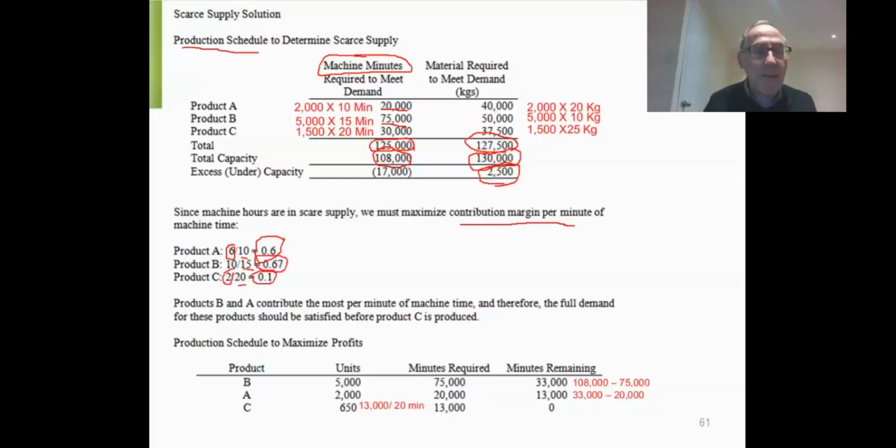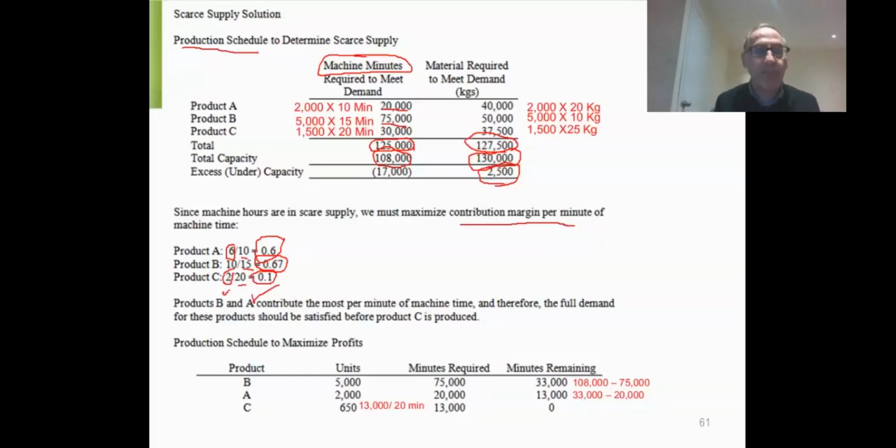So product B has the highest contribution margin per minute. The next highest is A. So B and A contribute the most per minute of machine time. Product C has the worst, only 0.1. It's much, much less than the others. So we're certainly going to want to first fully meet demand for product B. We'll use whatever excess capacity we have for product A. And then finally, whatever we have left over, we'll use for C. We'll give C the lowest priority.